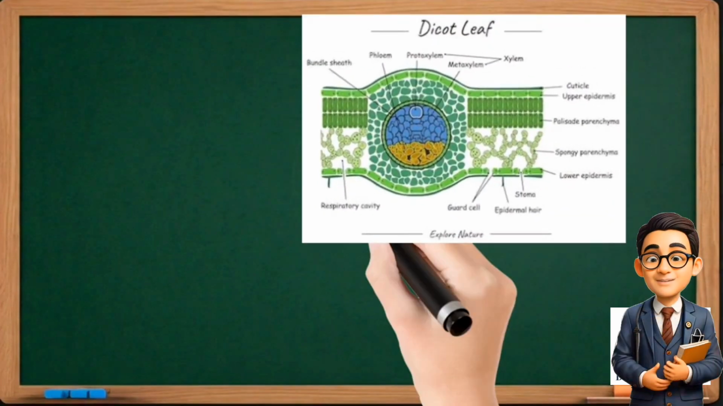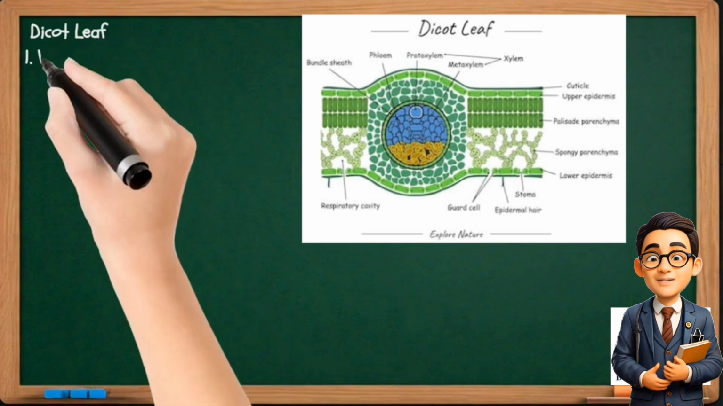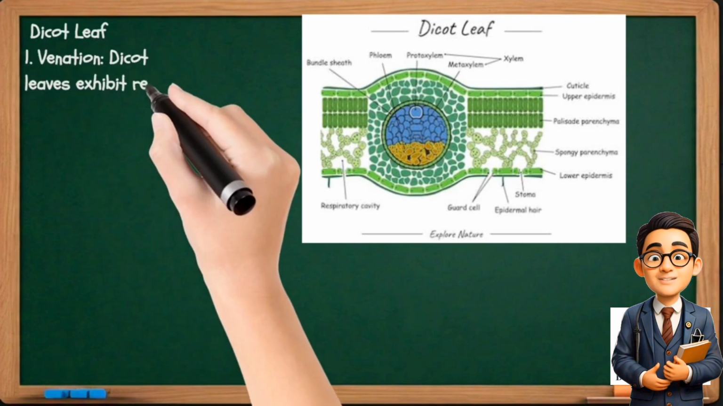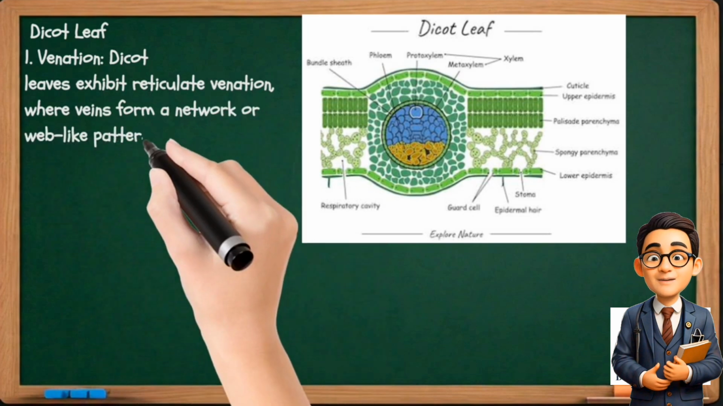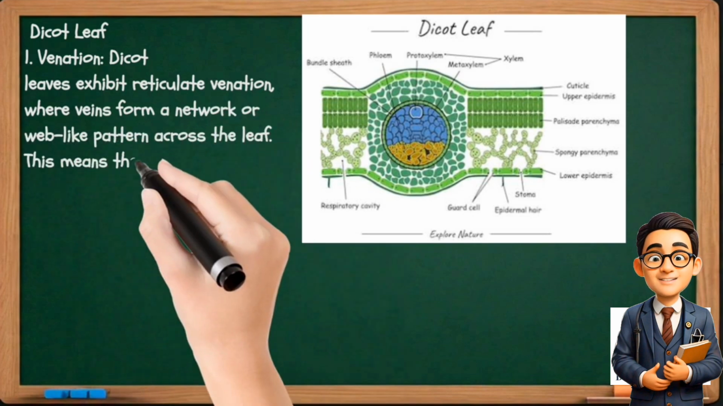Dicot leaf venation. Dicot leaves exhibit reticulate venation, where veins form a network or web-like pattern across the leaf. This means the veins branch out and interconnect, creating a net-like structure.